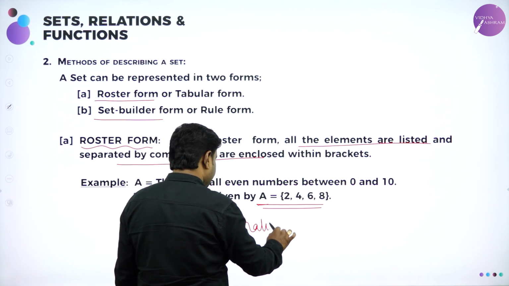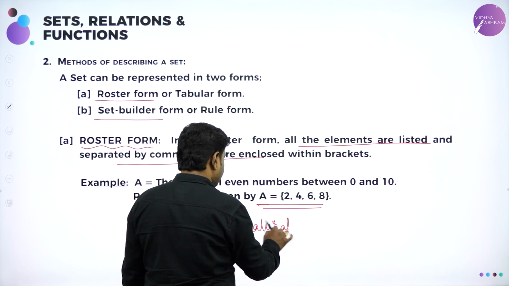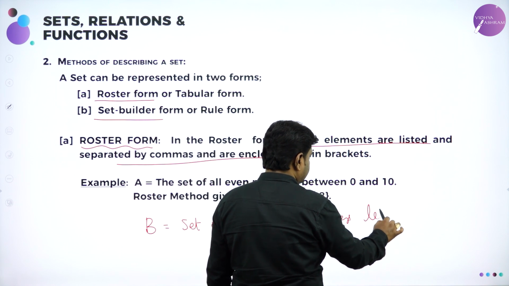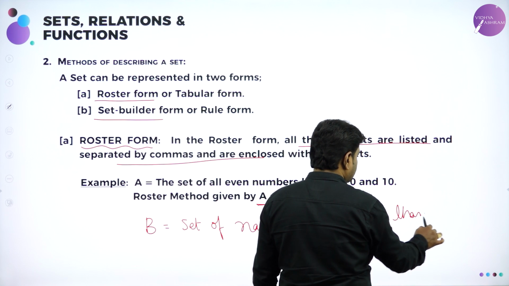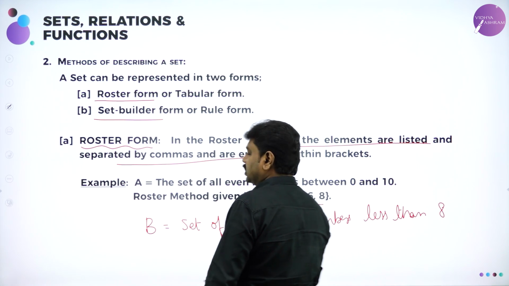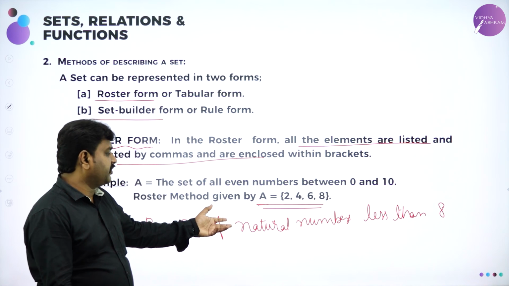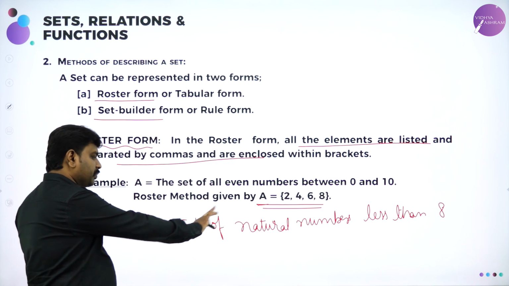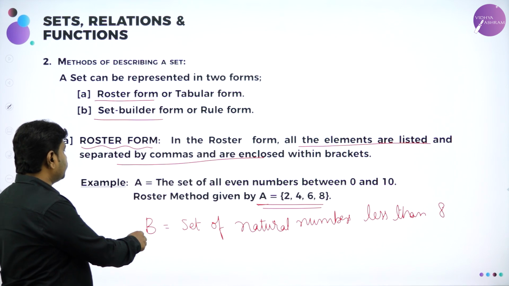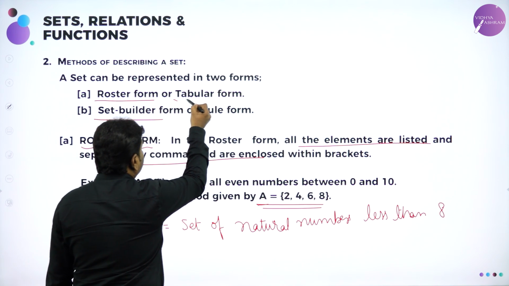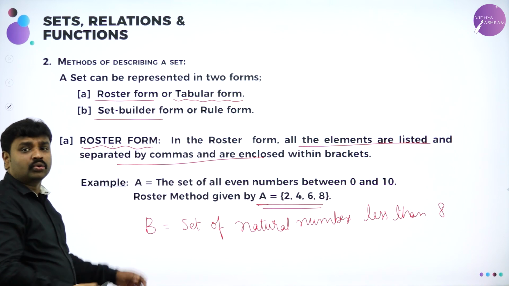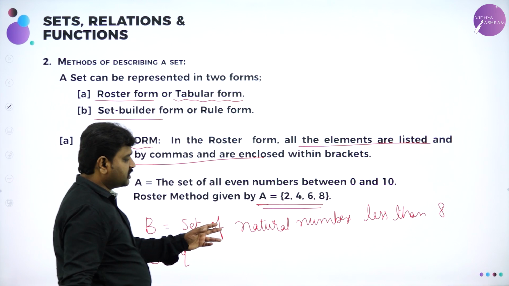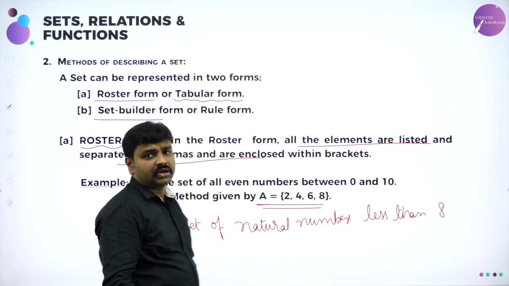natural numbers less than 8. Now, is B a collection of well-defined objects? Yes. Natural numbers, and they should be less than 8. So now how to write it? I wrote the description of B. Now I want to write this in roster form, which is also called tabular form. So in roster form or tabular form, how to write this set? I can write B is equal to, you write the elements. What are the elements? Natural numbers, less than 8. What are the natural numbers?